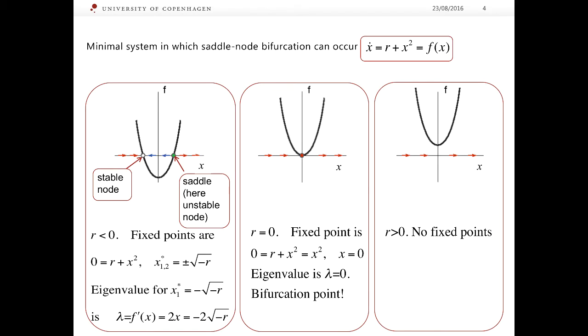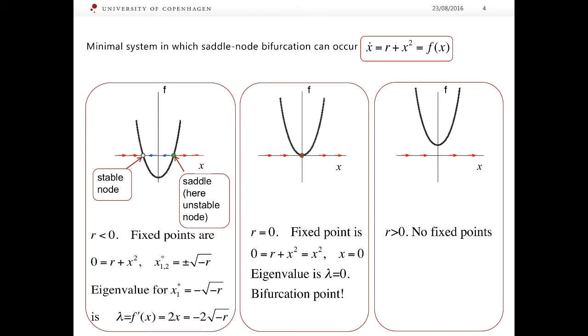Now, when r takes positive values, the parabola does not intersect zero value and there are no fixed points at all. If we set initial conditions in the negative part of the graph, the phase trajectory simply goes towards positive values of x and does not stop. So as compared to the negative values of r, at positive values of r, the system changed its behavior drastically. This bifurcation is called saddle node bifurcation.